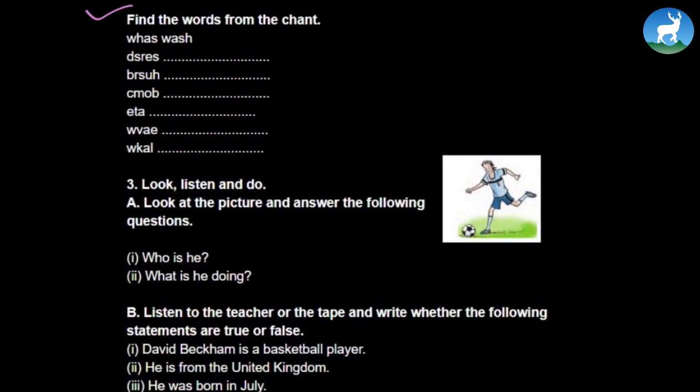It is obviously dress. How about this one? It is brush. This is comb. This is eat. And this is wave. And what about the last one? The last one is walk.